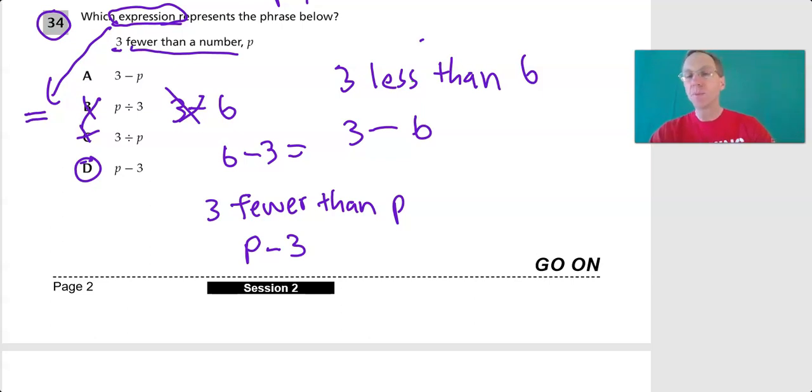Don't just grab, write an answer, then say, oh, good, it's over here, so that must be it. So be really careful about that.